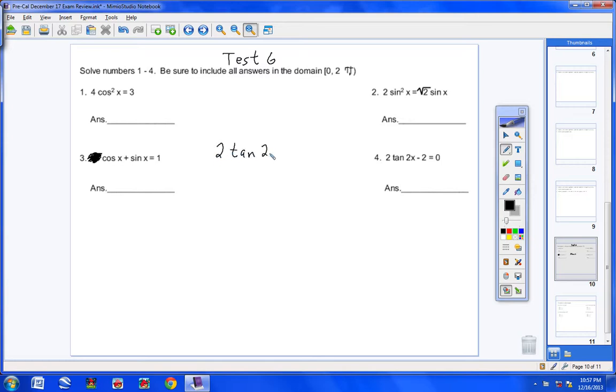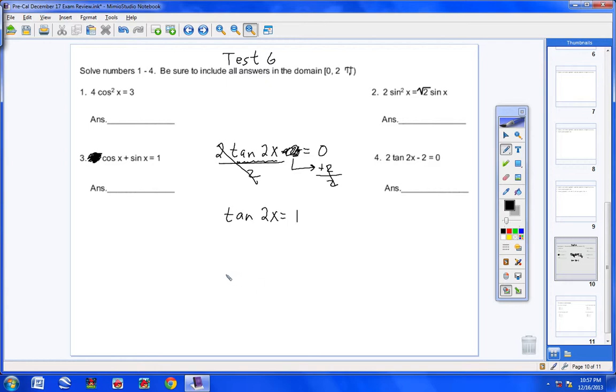2 tangent of 2x minus 2 equals 0. Well, it seems to me like I'd want to get tangent all by itself, tangent of 2x. So I'm going to bring the negative 2 over and make it a positive 2, and then divide both sides by this 2 right here. So I should end up with the tangent of 2x equals 1. Bring the negative 2 over, it's gone. It becomes a positive 2, and then divide by 2, so these cancel, and you get 1. So tangent of 2x equals 1.